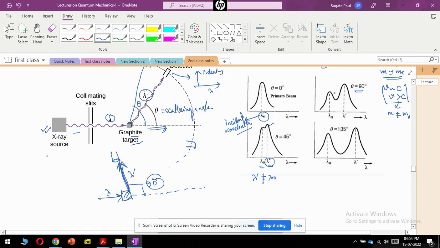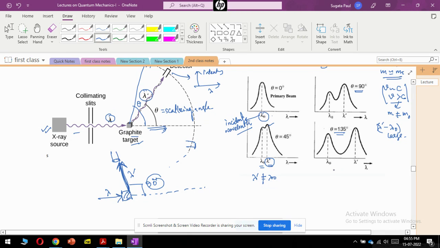For this case, we see that the peaks are even more prominent. Initially, the peaks were very close by and could not be very prominently separated. But now they are more prominent and more separate from each other, and the lambda prime value has shifted much more towards the right from the lambda naught value. That means the difference between the scattered wavelength and the incident wavelength has become large, and that's why the difference becomes significant.